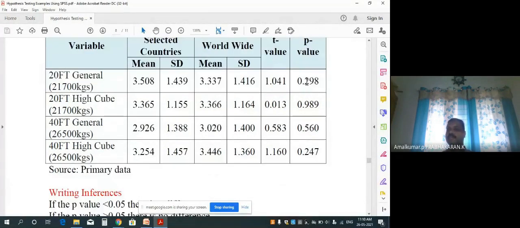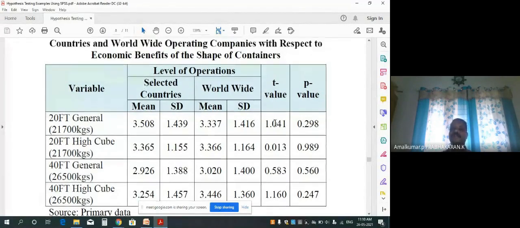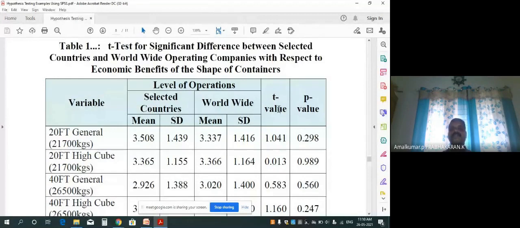Here all the p values are greater than 0.05. There is no significant difference in choosing all the different shapes of containers. There is no significant difference in the level of operations of shipping companies. That is the inference from this table.